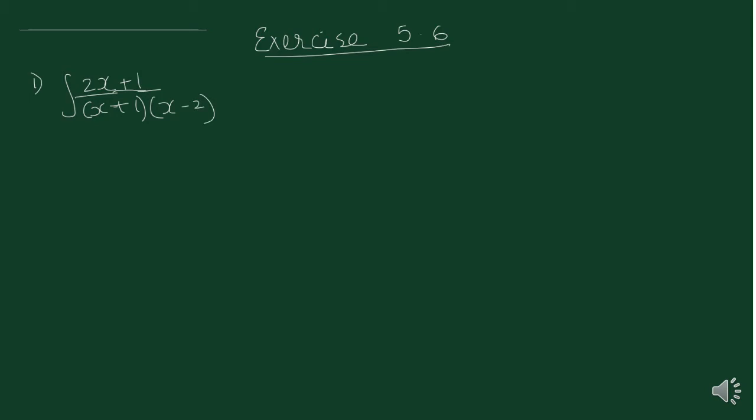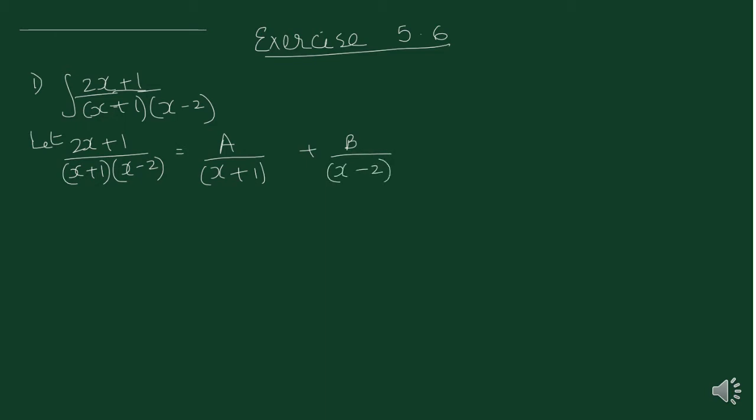So therefore, we write let (2x + 1) upon (x + 1) into (x - 2) is equal to a upon (x + 1) plus b upon (x - 2).